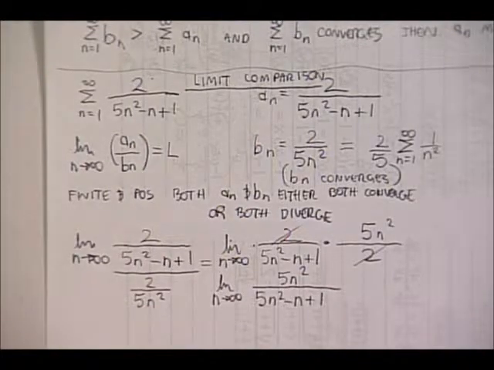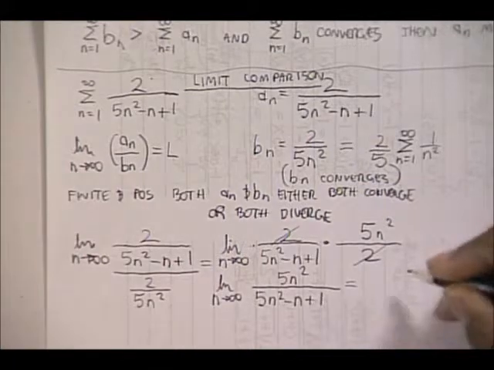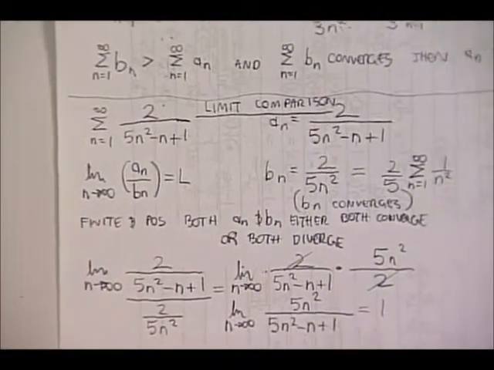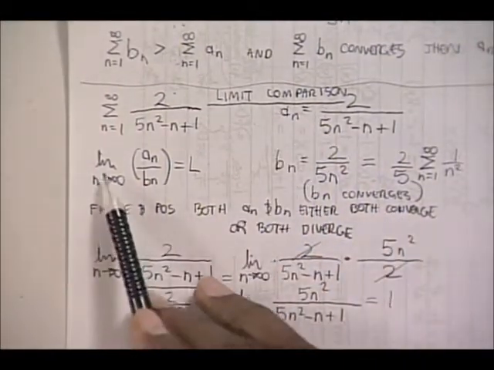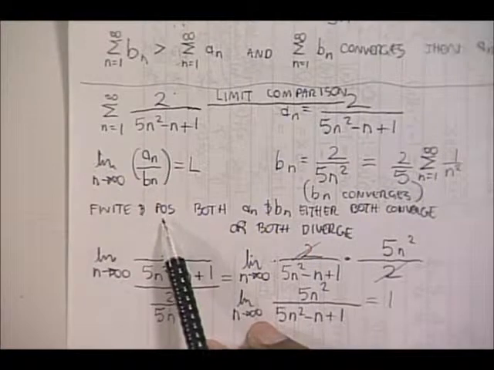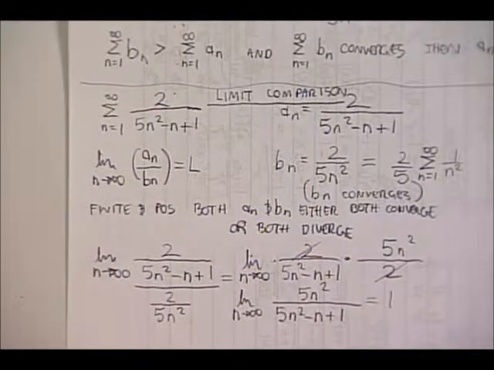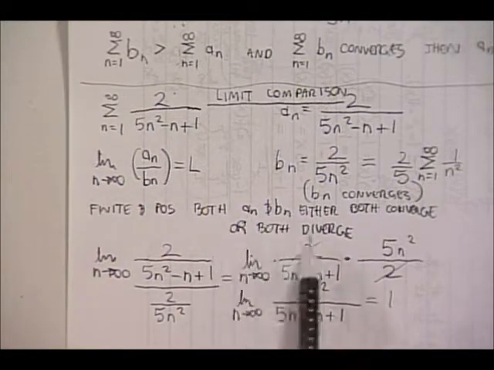A couple ways you could do that. You could use something called L'Hopital's rule, or you could divide by the highest degree. In either case, what you'll experience is getting a limit of 1. That would be your limit. So what I'd like you to be able to see is this limit comparison test states that if you evaluate the limit of the quotient and you get something finite and positive, 1 is definitely finite and positive, both a sub n and b sub n either converge, or you end up with a situation where a sub n and b sub n both diverge.